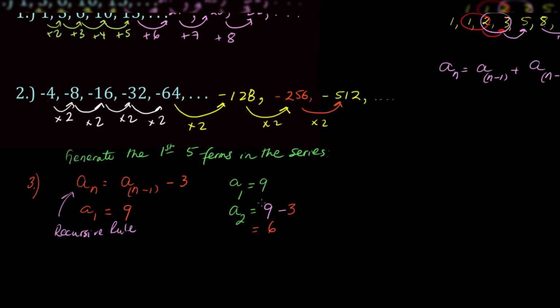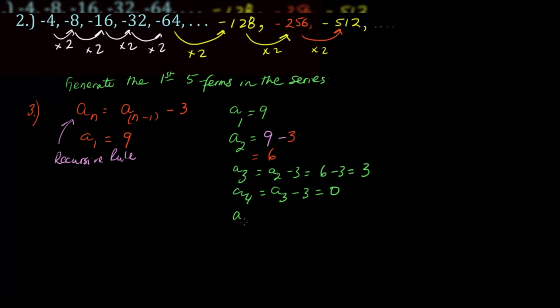In the same way, a sub 3 is going to be the preceding term, a sub 2, minus 3, and a sub 2 is 6, so 6 minus 3 is 3. And a sub 4 is going to be a sub 3 minus 3, and that's 3 minus 3, which is 0. And then a sub 5 is going to be a sub 4 minus 3, and that's going to be negative 3.